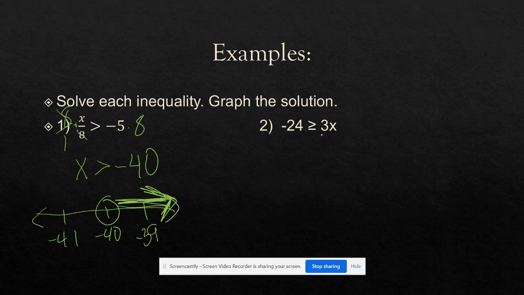For number 2, we have 3 times x. The opposite of multiplying by 3 is dividing by 3 on both sides. Negative 24 divided by 3 is negative 8. So our solution is that x is less than or equal to negative 8. If we don't like that x on the right side, we can flop it over. Just remember that your inequality has to open to the same value. Over here on our left side, it opens to the negative 8, and when we rewrote it, it still opens to the negative 8.